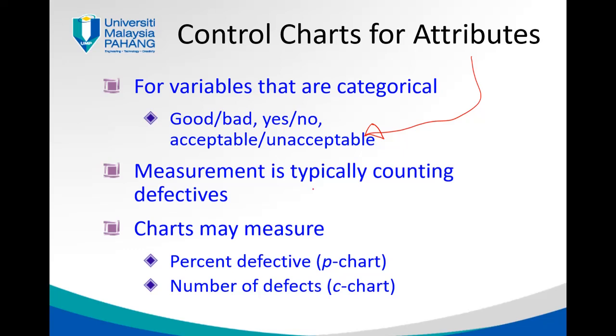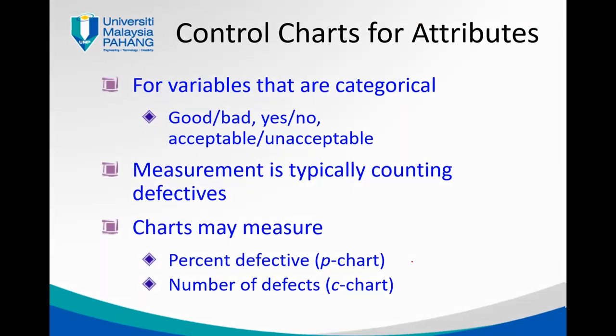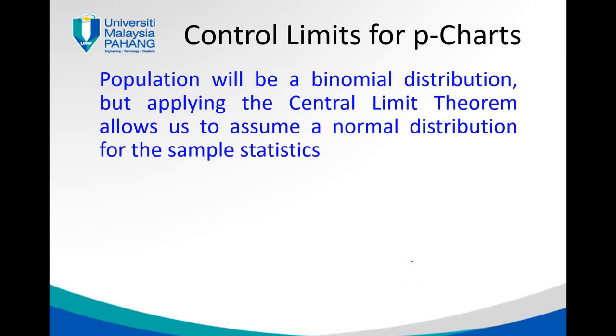Measurement is typically counting defective items, so basically we count the number of defects. A chart may measure the percent defective, the P chart, or the number of defects, the C chart. So for the attributes type, we can use these two charts. We begin with the P chart.